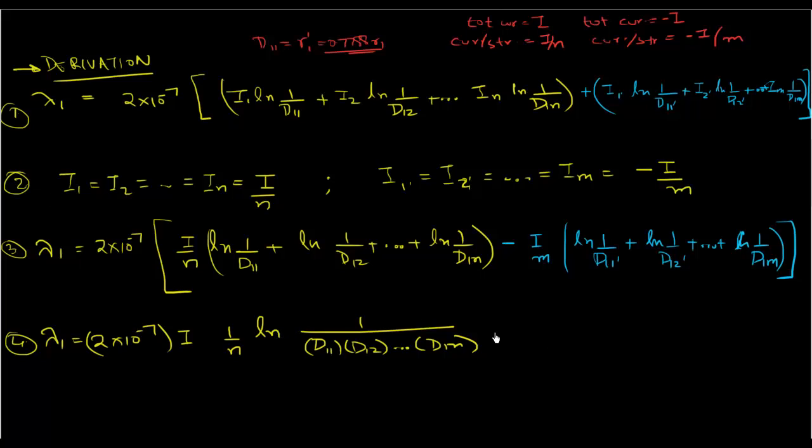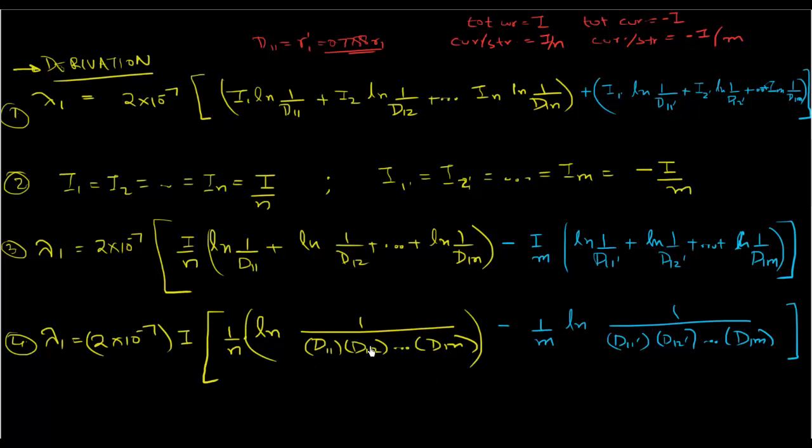And this is going to be, let me change colors, minus 1 over m, the same thing here, 1 over d1 prime, d12 prime, so on all the way over to d1m. And let's close the brackets here and here. So you have this multiplied by this term, and you have minus 1 by m multiplied by this term here.